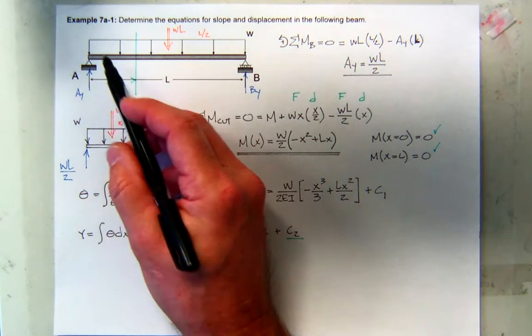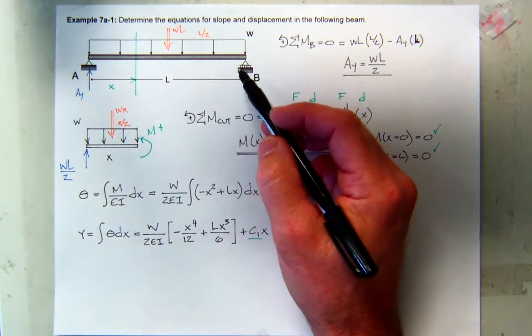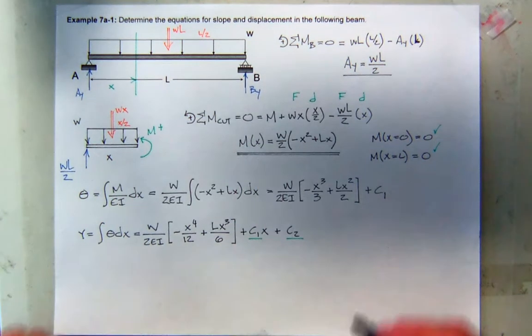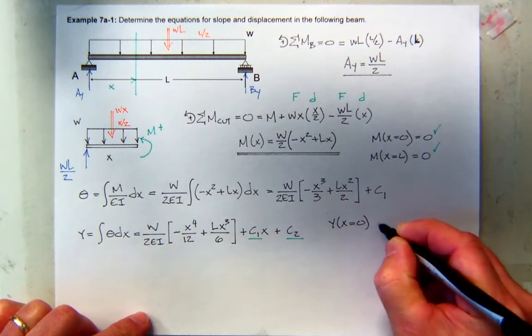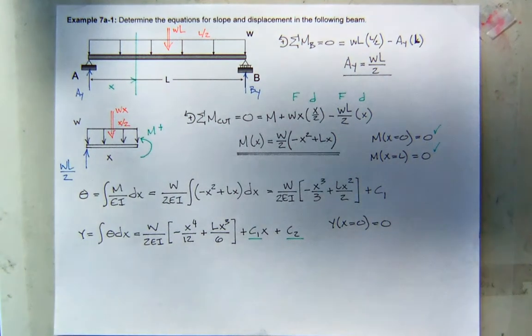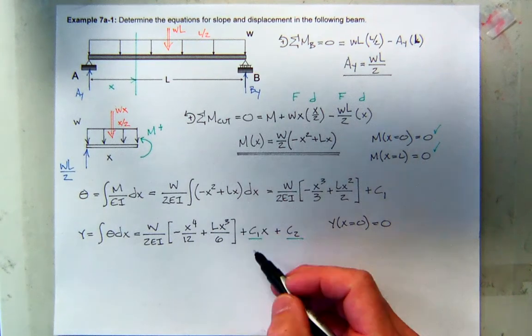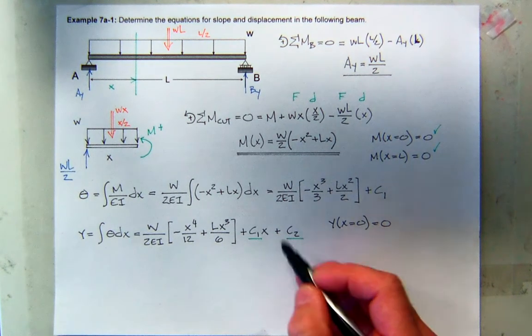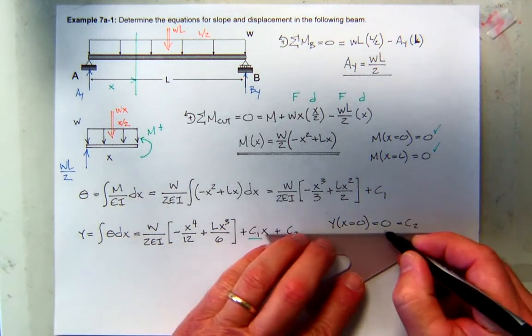Well, yeah. What's the displacement at A? 0. What's the displacement at B? 0. So let's apply those. So the displacement at x equals 0, that's A, is 0. So I plug in x equals 0 here. 0, 0, 0. All I have left is C2. So that tells me that C2 is 0.